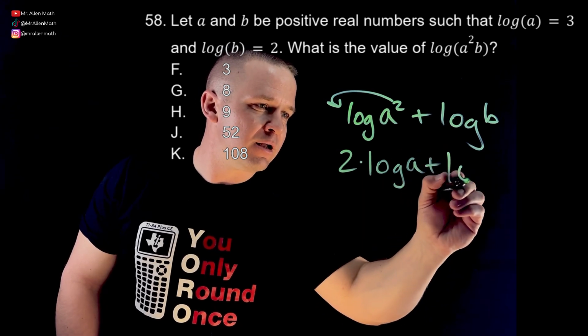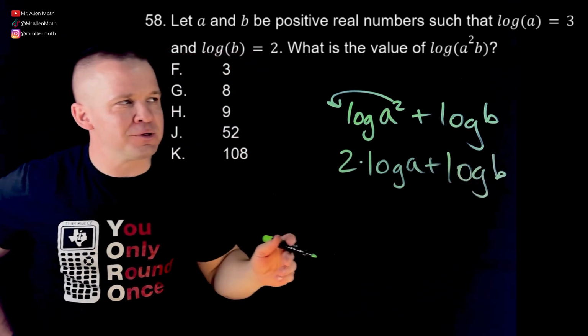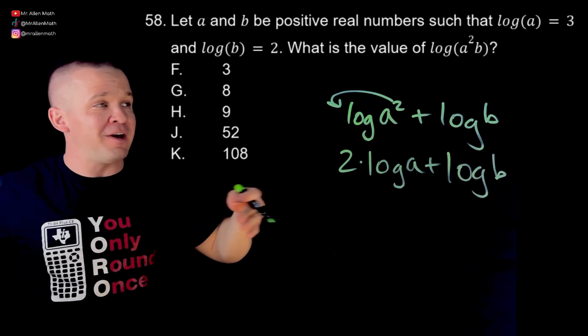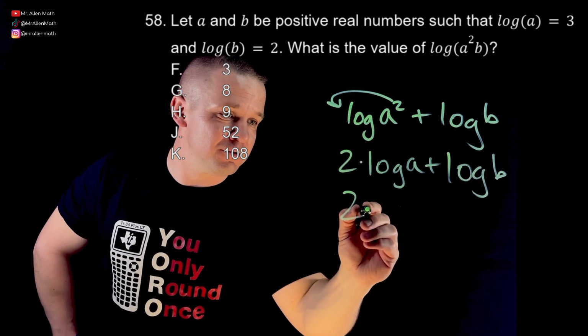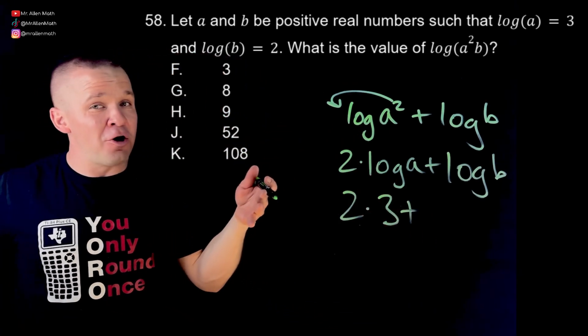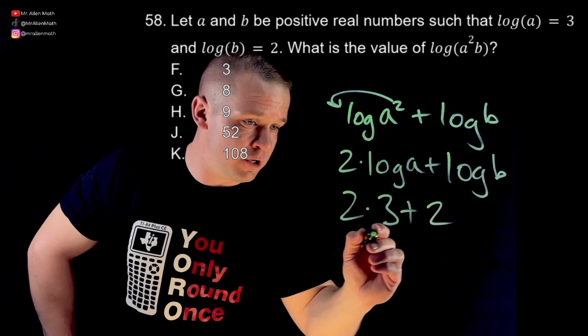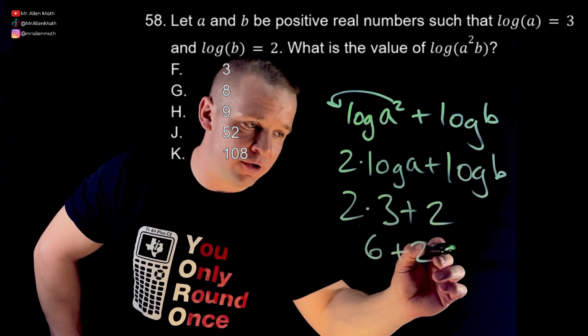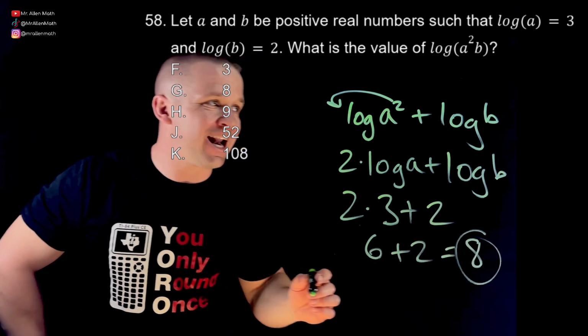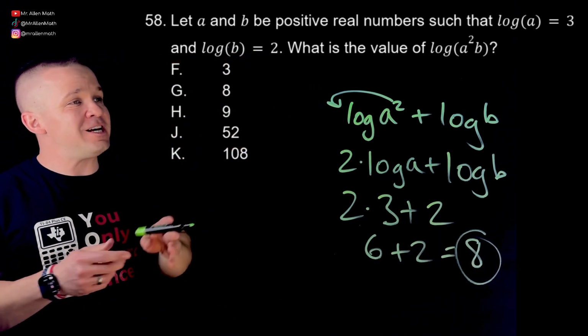another property of logs, the exponent can be written as a coefficient, 2 times log of A plus log of B. Now, we might see what's going to happen here, because I know that log of A is 3, so 2 times 3, and I know that log of B is 2, plus 2. Can we do 6 plus 2, anybody? If you got to use your fingers to count, that's okay. I got 8. My answer is G.